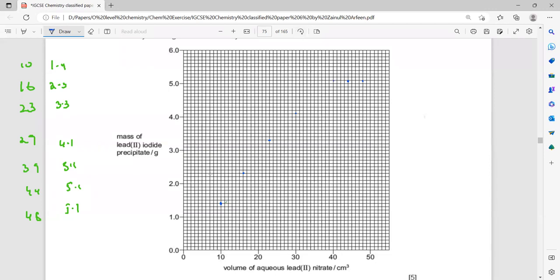We have to draw two lines. One is representing the increasing part and another one is constant. That's how we will draw two intersecting straight lines. So these are the two intersecting straight lines passing through those points.